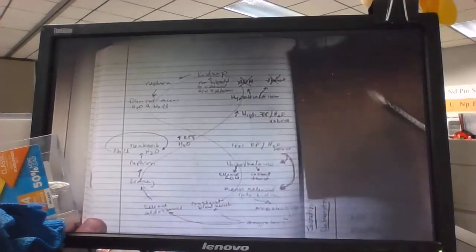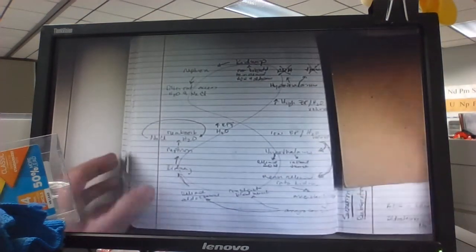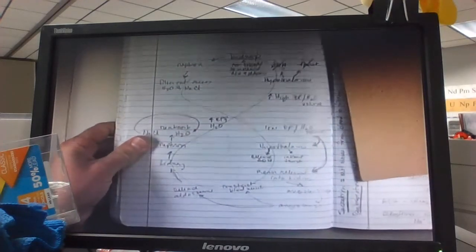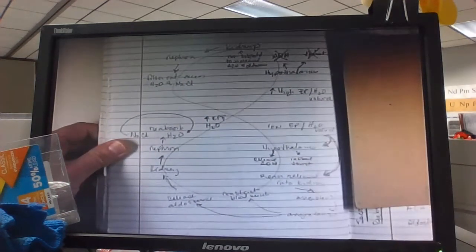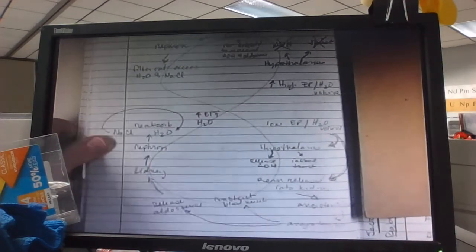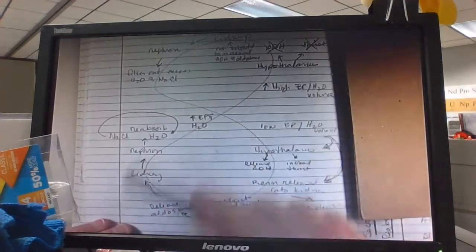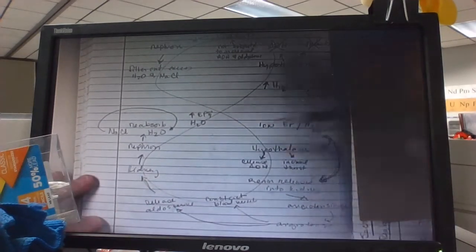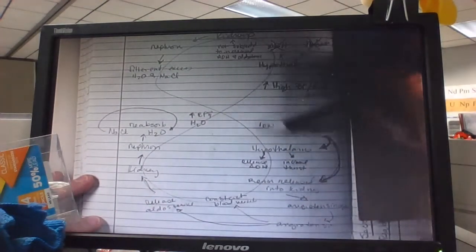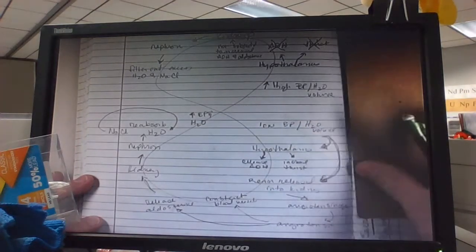All right, so feedback loop for water. Negative feedback loop, and once again, this is simplified. We're just putting a few components on here. So let's say we end up with a low blood pressure or low water volume.